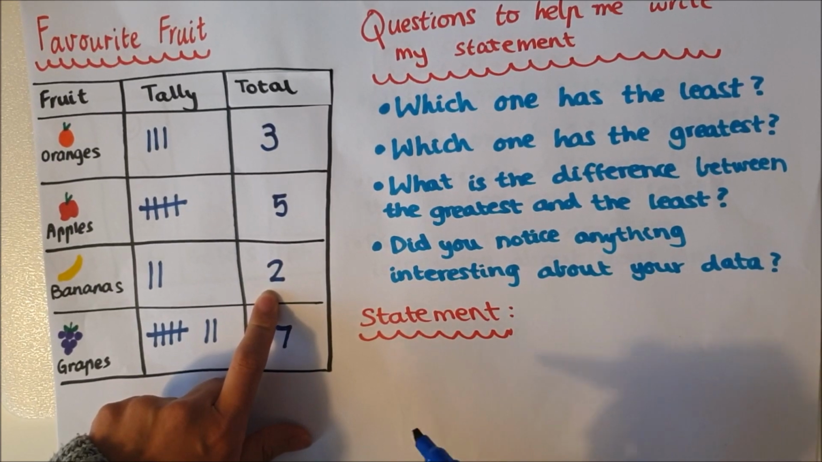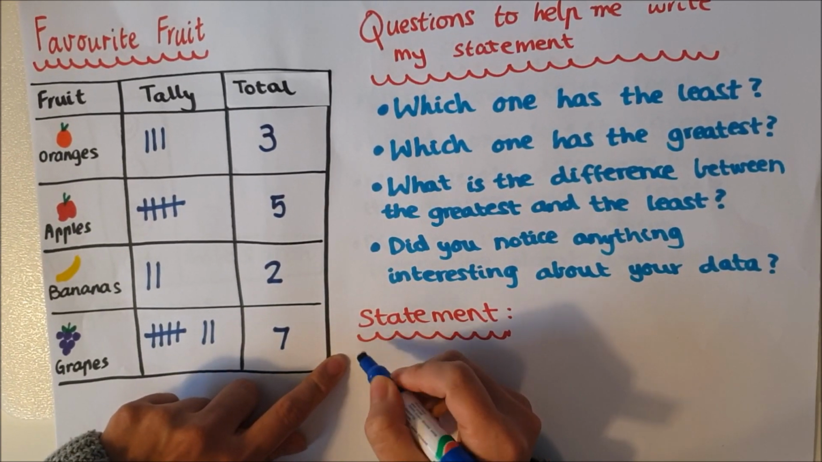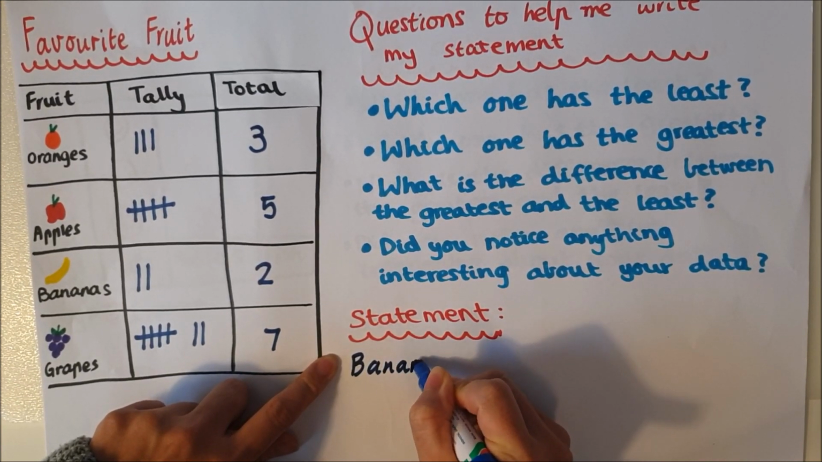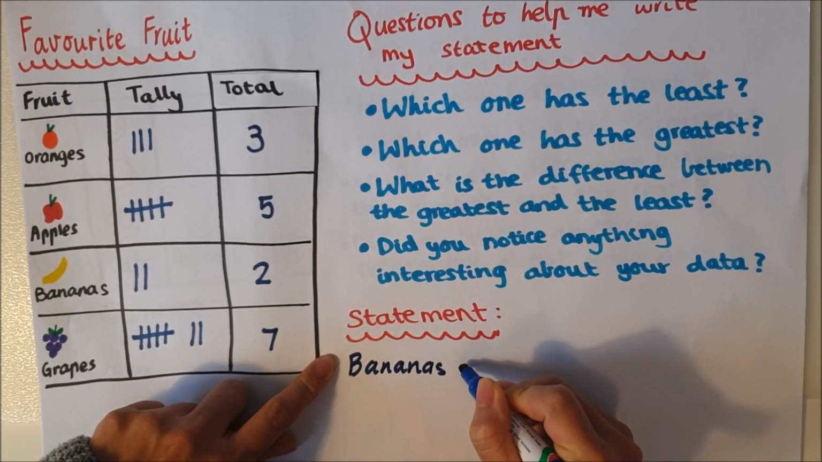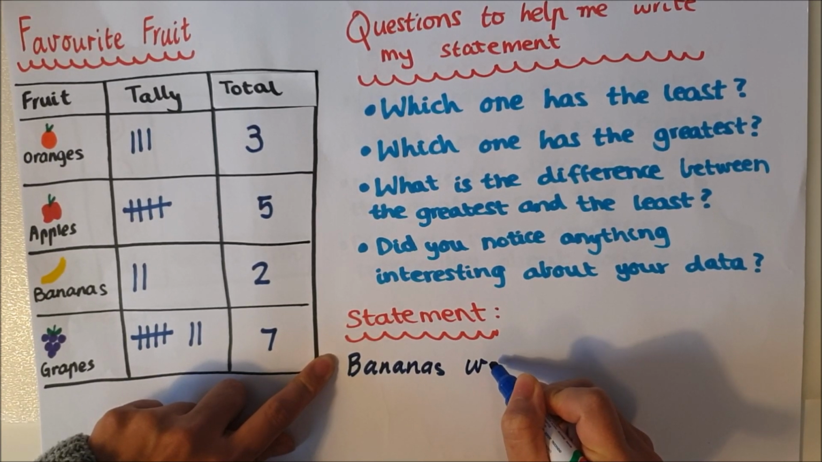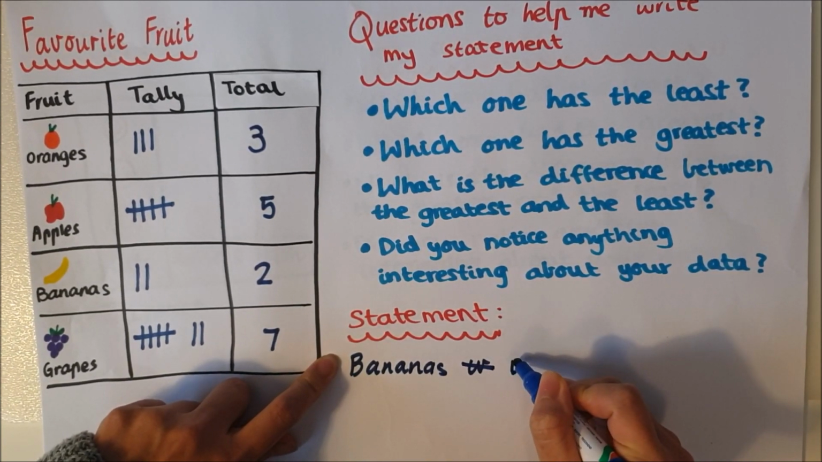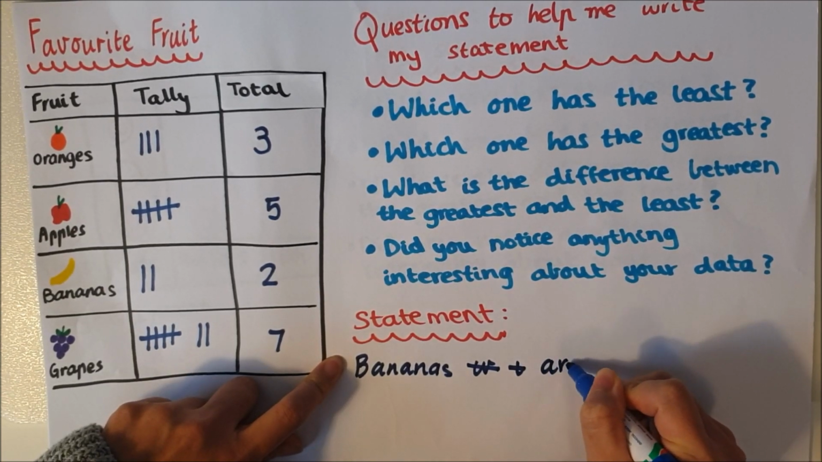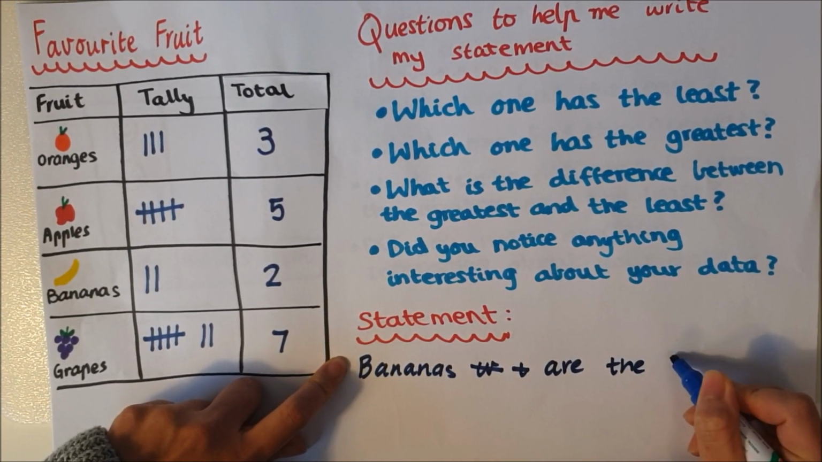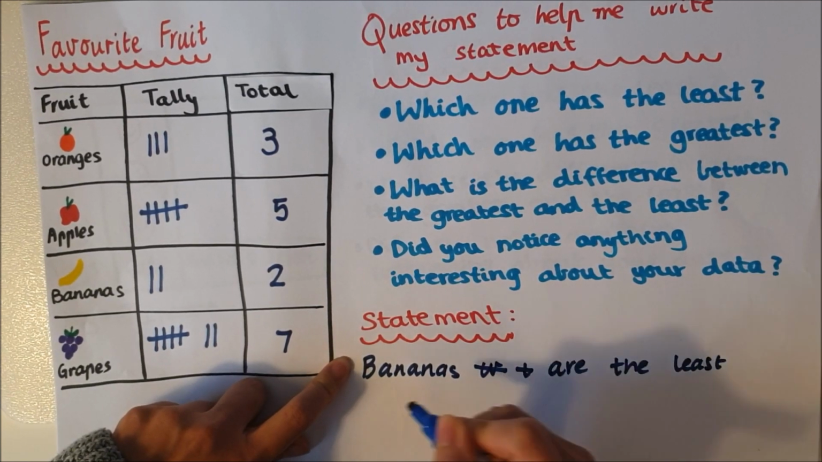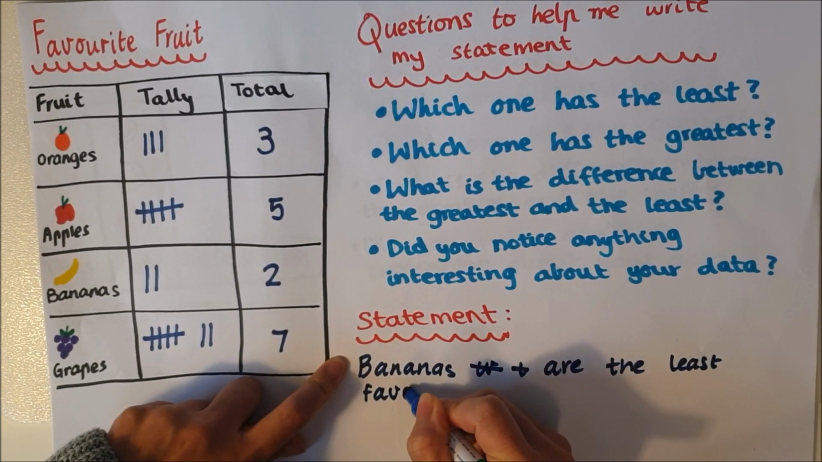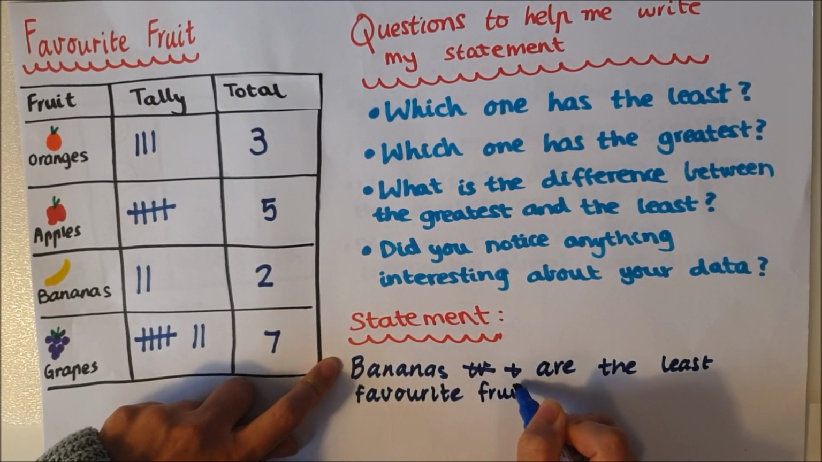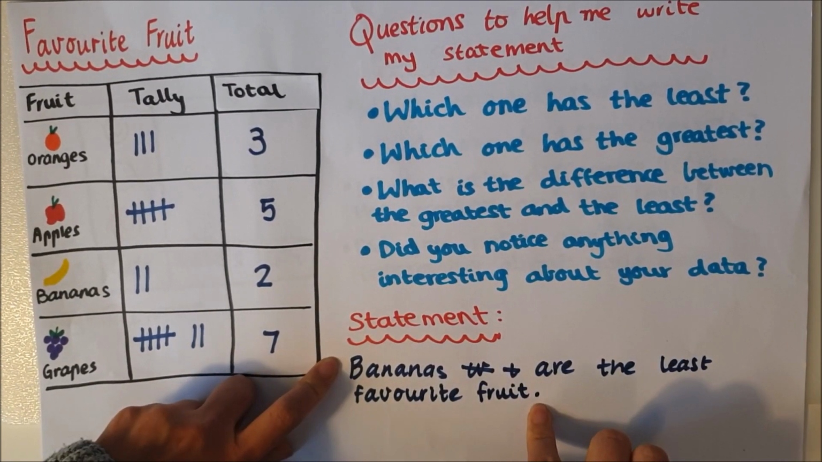So I'm going to write bananas was or is, actually no, bananas are the least favorite fruit. Full stop at the end of my sentence.